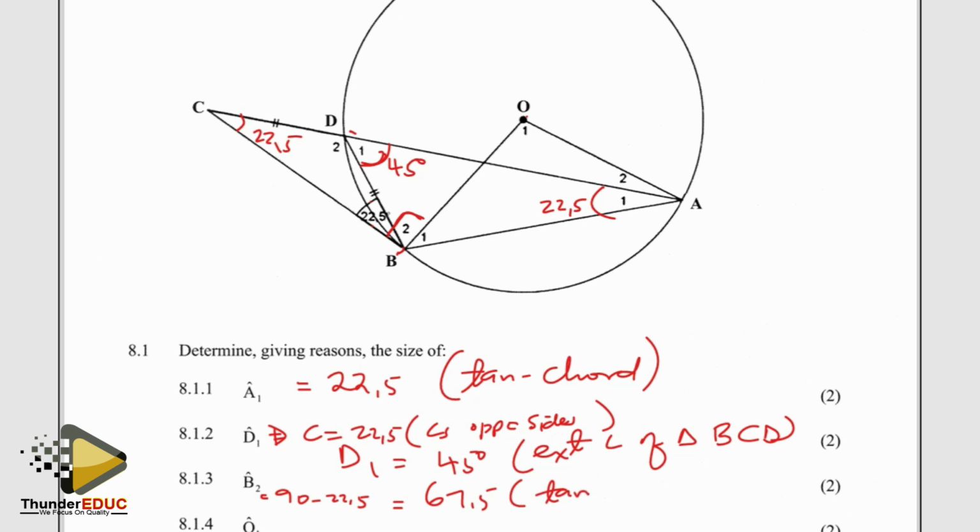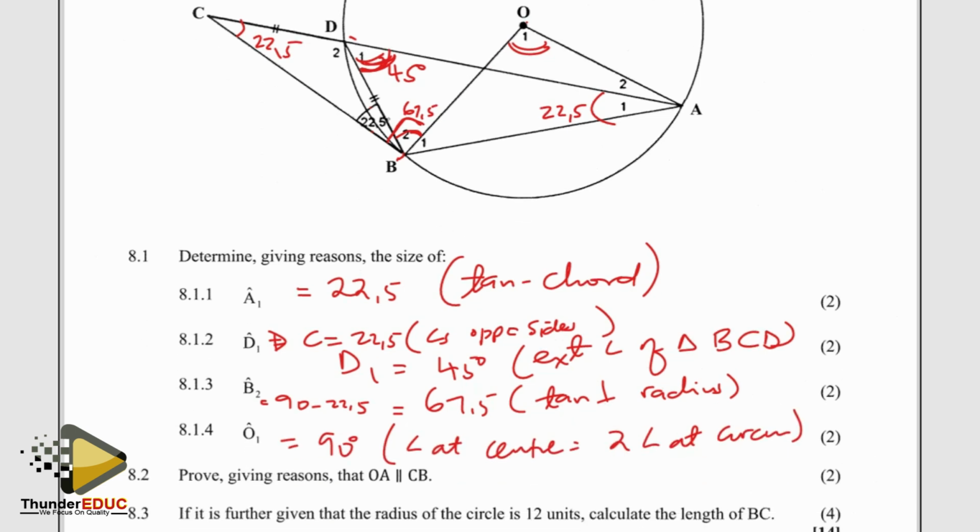Reason: the tangent is perpendicular to the radius. Okay, so this is 67,5, the small one. Then they want us to get O1. This is an angle at the center, O1. But D1 is at the circumference. So the angle at the center is always 2 times. So O1 is going to be 90. Angle at the center must be twice angle at the circumference.